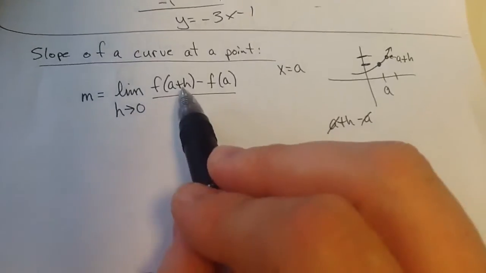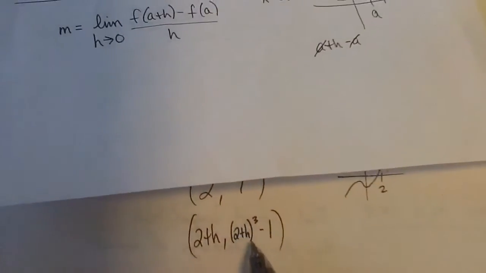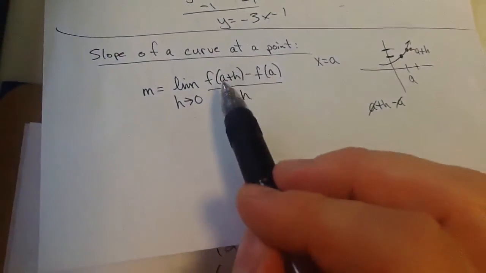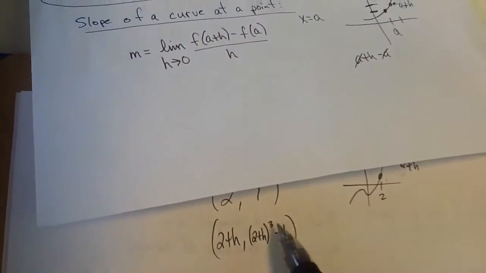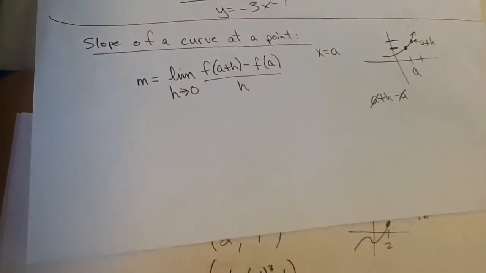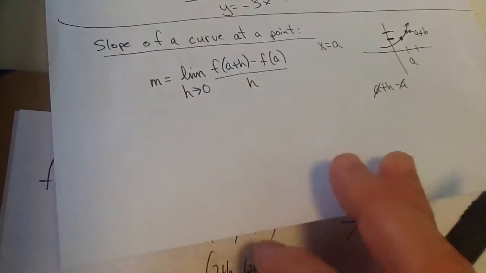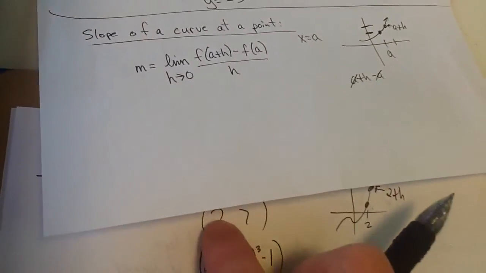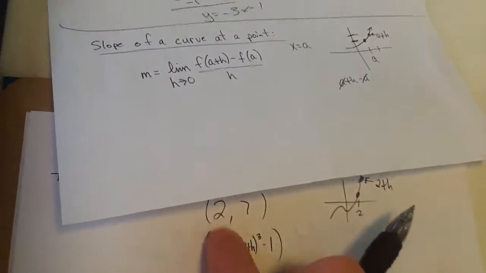So if you do use the formula, where'd it go? You've already done f of a plus h. It's right there. You took a plus h and you plugged it in. You've already done f of a. It's right there. You took a and you plugged it in. And then here's your a and your a plus h.